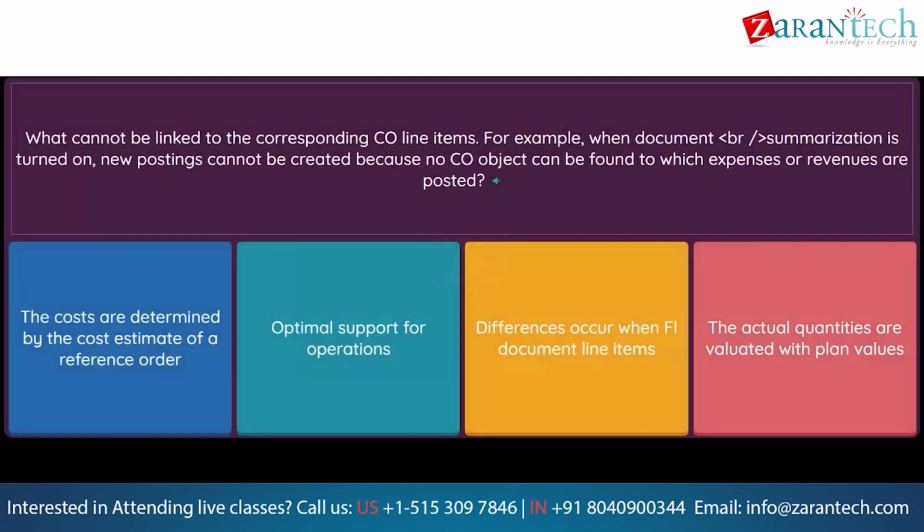Question: what cannot be linked to the corresponding CO line items? For example, when document summarization is turned on, new postings cannot be created because no CO object can be found to which expenses or revenues are posted. Option 1 The costs are determined by the cost estimate of a reference order. Option 2 Optimal support for operations. Option 3 Differences occur when FL document line items. Option 4 The actual quantities are valuated with plan values.